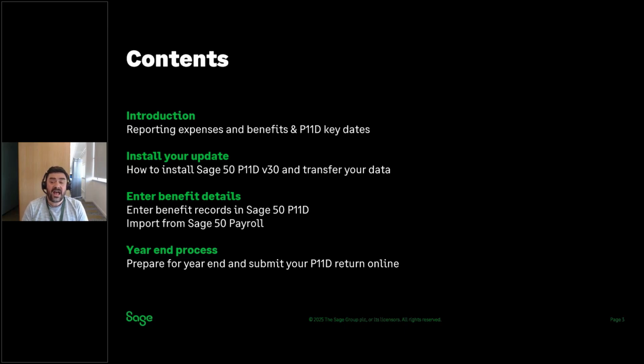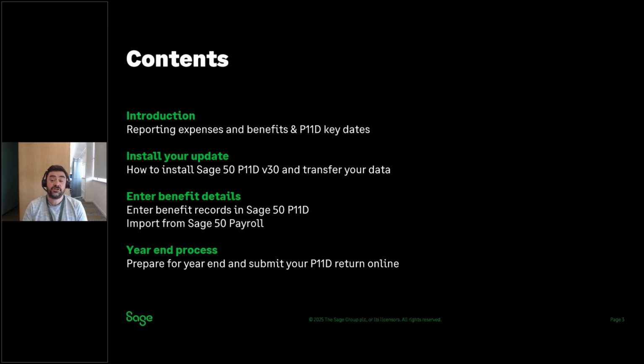We're then going to take a look at entering benefit records. So this can be done directly in P11D for most benefit types, but it is also possible to import certain records from Sage 50 Payroll if you're also a payroll user. So we'll run through that process and we'll give you a demonstration on some of the most common benefit types. We're then going to finish with the year-end process.